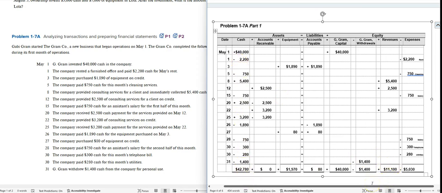So now the owner says, okay, this is fantastic. I'm glad that you've been keeping track of the company over the month. I want to know how we're doing. Well, we can tell the owner everything is documented here. Just go look at this. But this isn't very informative.